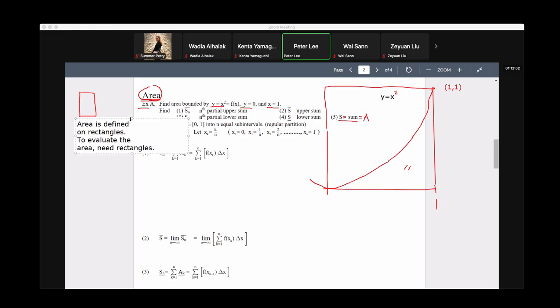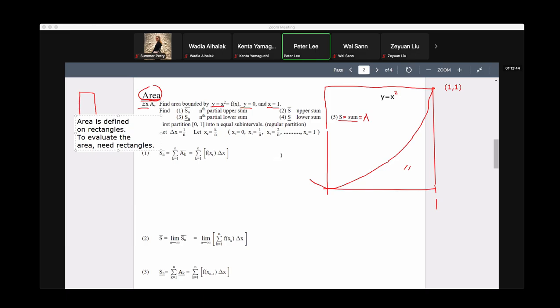So the question is, can you chop this region up into finitely many rectangles? When you chop it into rectangles, say 1,000 rectangles, there are still curves around it. So we will use infinitely many rectangles in order to get this area. That's why the limit comes in. We need to chop this up into how many rectangles? Infinitely many rectangles.